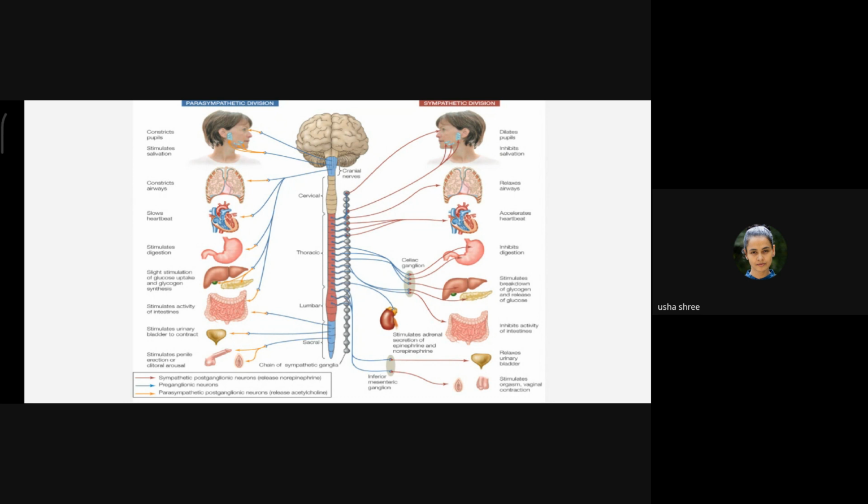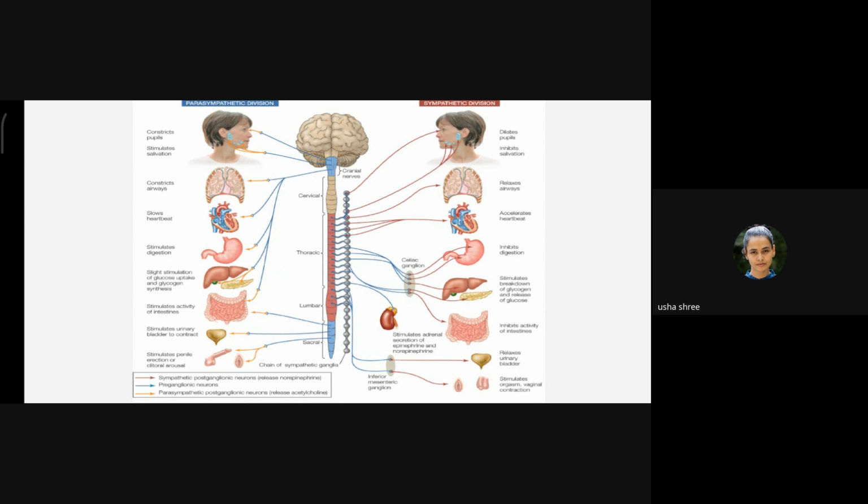And the portion where the preganglionic neurons of the parasympathetic nervous system originate is depicted by blue color. You can see this in the picture of the spinal cord. And here the picture shows that some of the sympathetic ganglions are also starting from the cervical region.